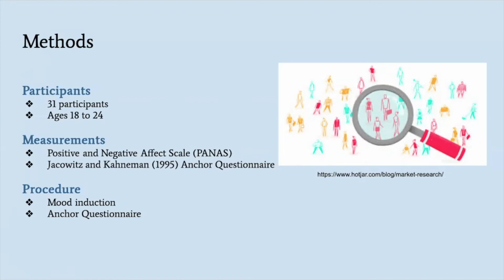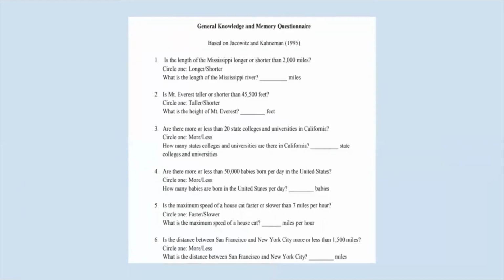Afterwards, after the writing task, the participants would fill out the positive and negative affect scale, also known as the PANAS questionnaire, and they were given this to ensure the mood induction worked. Then participants completed the Anchor Questionnaire, and we used the questionnaire from Jacowitz and Kahneman, 1995. This is an example of the questionnaire that we used based on Jacowitz and Kahneman. And the participants were asked to circle the first option, and then they were asked to write a numerical answer on the second option.